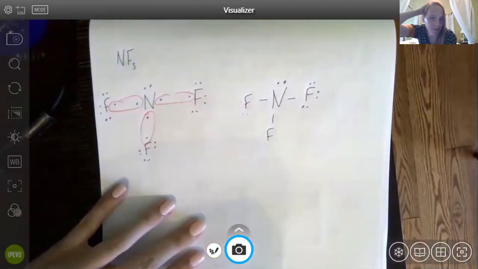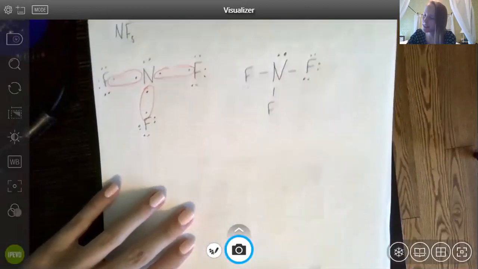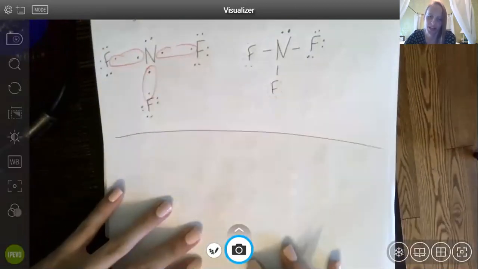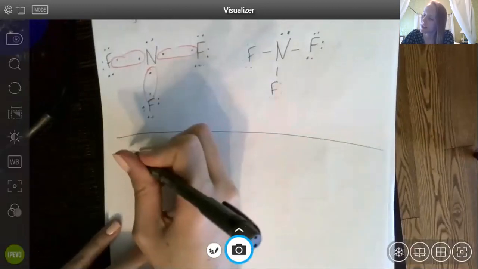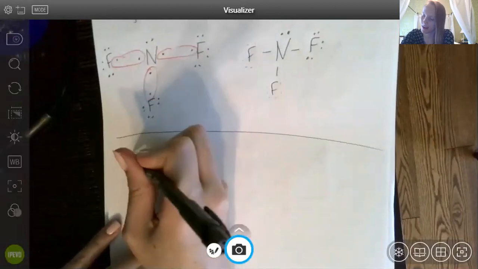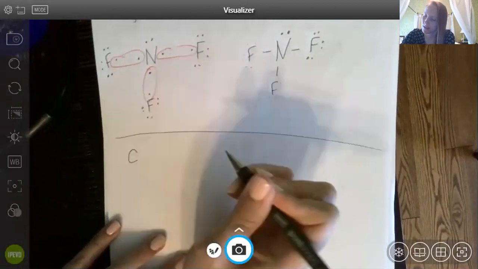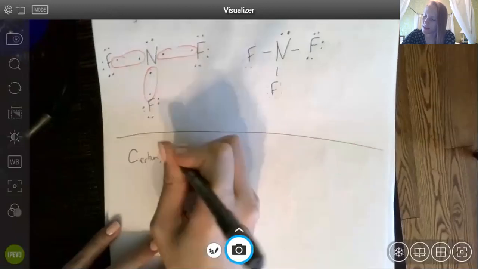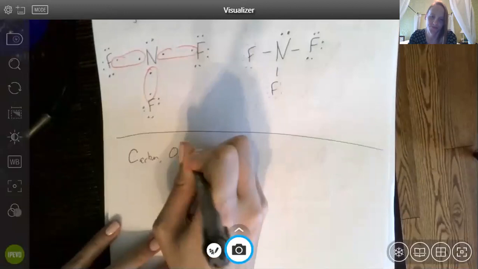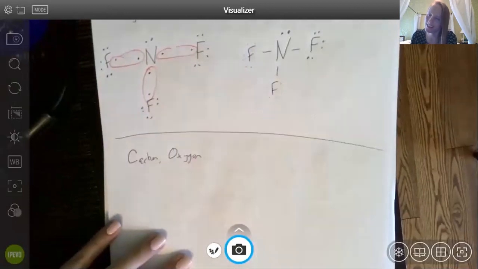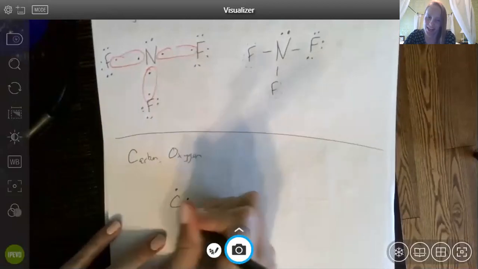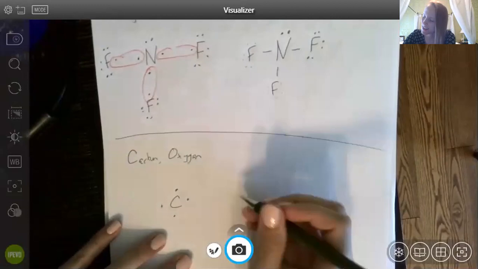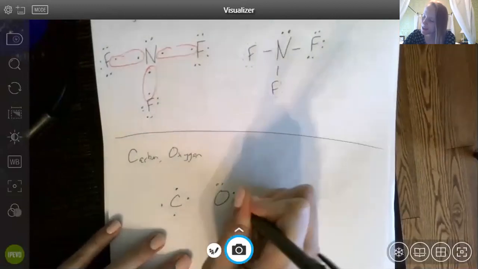Okay, let's do another example that involves not only single bonds. So for this second example, I'm going to do, let's say, carbon bonded with oxygen. And you'll notice I didn't tell you how many of these you're going to need. So I'm going to start with a carbon, which being in the 14th column is going to have 4 valence electrons. Oxygen, being in the 16th column, is going to have 6.